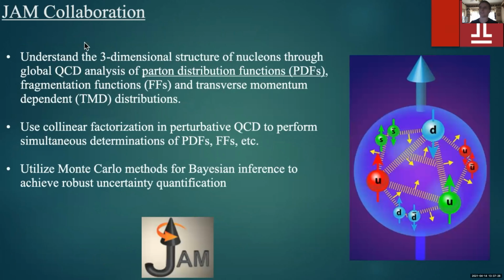Before I begin, what is the JAM collaboration about in general, and what are their goals? The goal is to understand the three-dimensional structure of nucleons through global QCD analyses, and to study quantum correlation functions such as parton distribution functions, fragmentation functions, etc. In the case of collinear distributions, we use collinear factorization in perturbative QCD to perform simultaneous determinations, for example, of spin-averaged and helicity PDFs, but also other quantities such as pion fragmentation functions. And we utilize Monte Carlo methods for Bayesian inference in order to achieve the most robust uncertainty quantification that we possibly can.